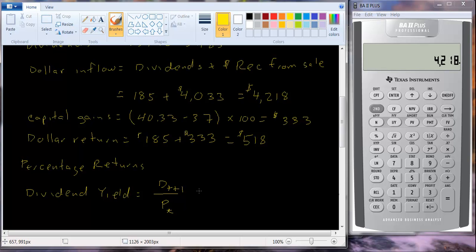So if we go to the example we had, we could look at the full dollar amount, but we can just do it per share because your return per share is going to be the same as your return for the total amount you invested. So we know you receive $1.85 per share in dividends. You paid $37 per share for the stock. So let's see what our dividend yield, or our percentage return on our dividends, is. $1.85 divided by 37, and we get 0.05. We get 5%.